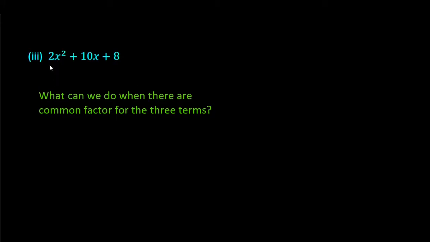Here we have a common factor for these three terms. 2x square, 10x plus 8. 2 is a common factor for these terms. So we can take out the common factor initially itself, or we can proceed and later at some time we can take out 2 as a common factor from a linear polynomial. So first let us take this 2 as a common factor. So this can be written as 2 into x square plus 5x plus 4.